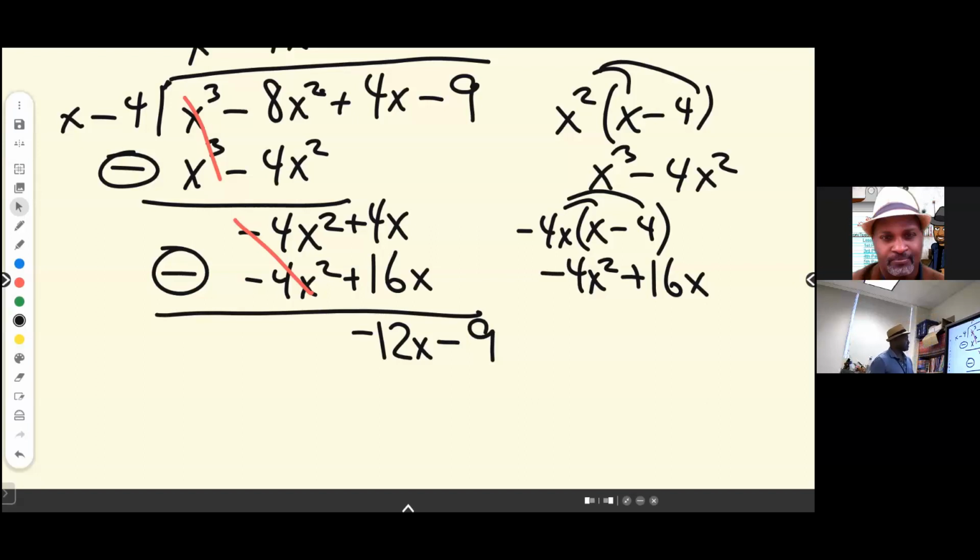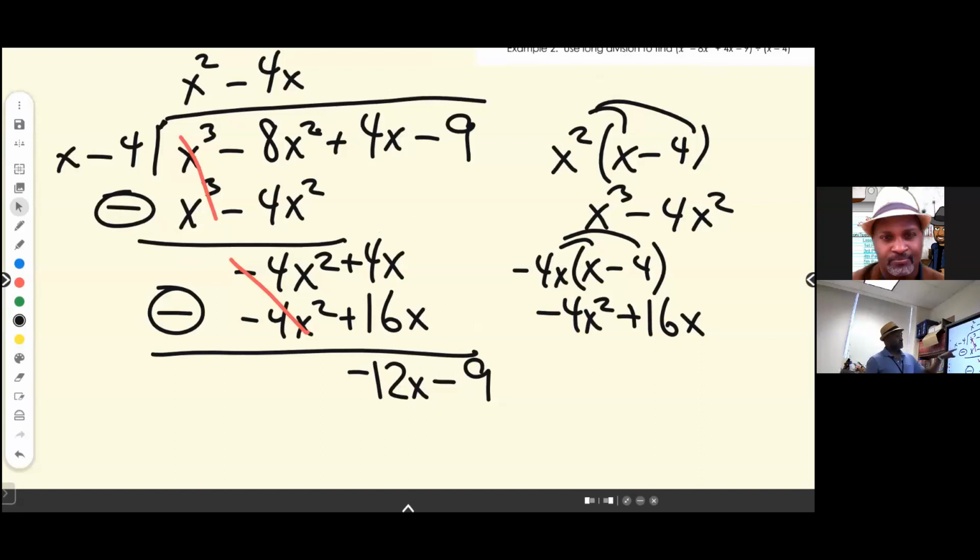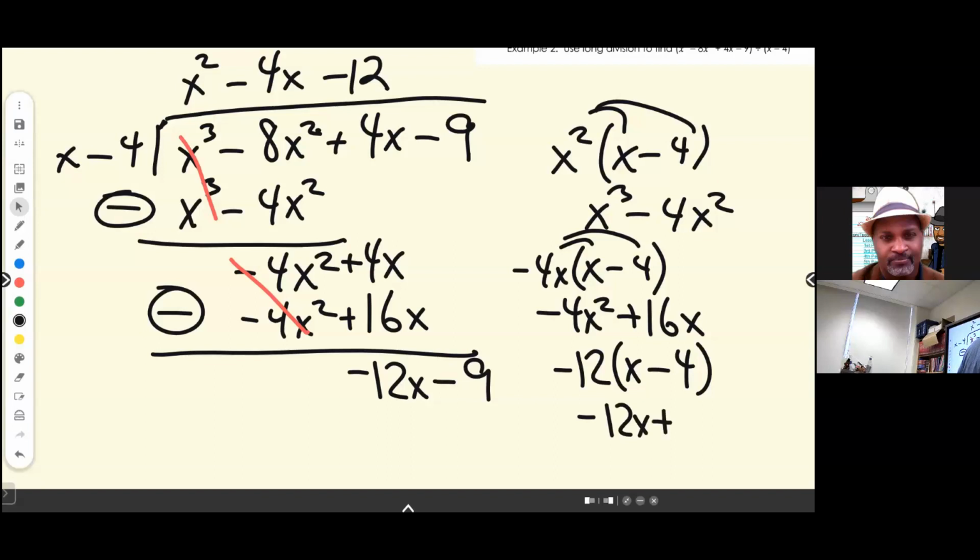Okay, let's continue to ask the questions we need to ask. x times what is a negative 12x? Well, negative 12. So I'm going to come up here and put a negative 12. Negative 12 times x minus 4, that's what I need to figure out. That's going to give me a negative 12x plus a positive 48.